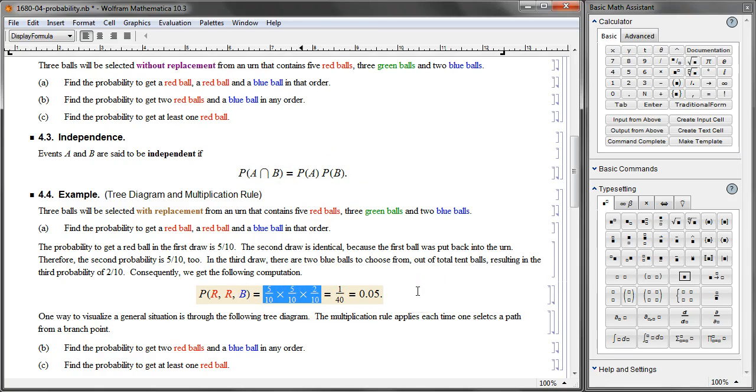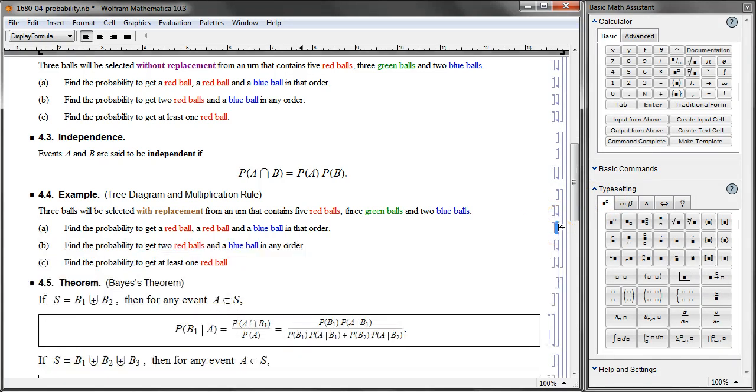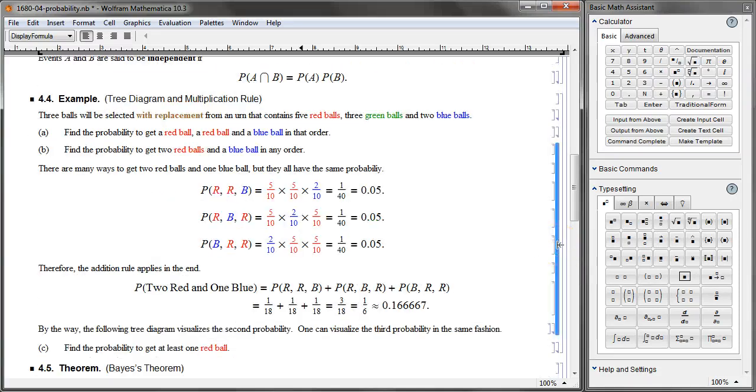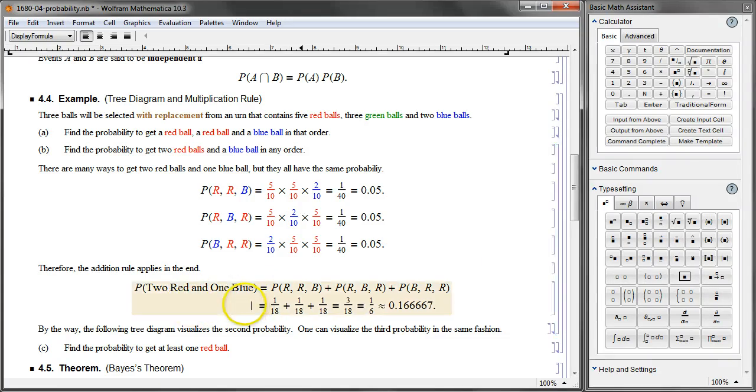No reduction in the total number. So 5/10 times 5/10 times 2/10. Simple. Even simpler than before. What if we have 2 red balls and 1 blue ball as before? The same thing. 5/10, 2/10, mixed up in terms of order of multiplication. In the end, you get the same answer, and then add them all up, we get the appropriate probability.